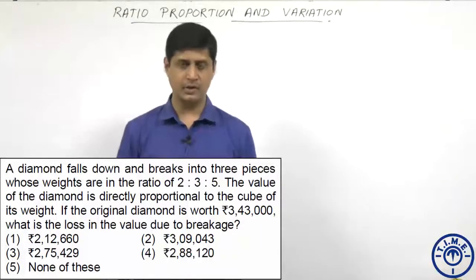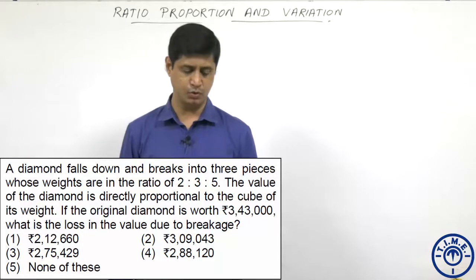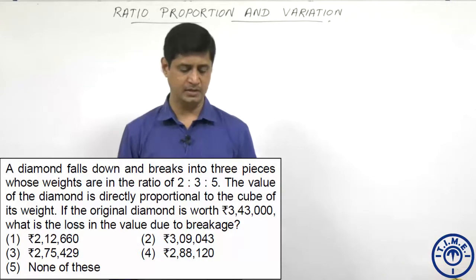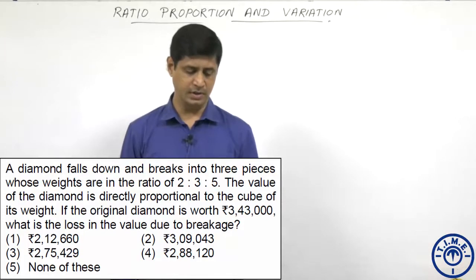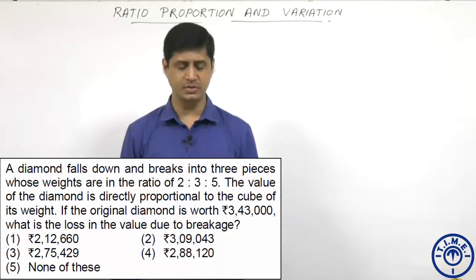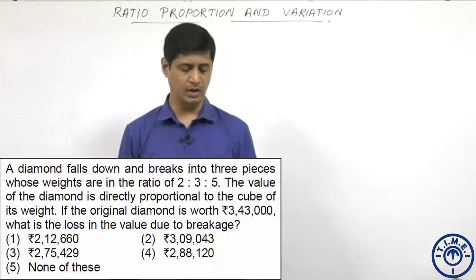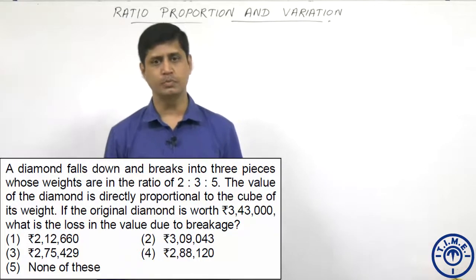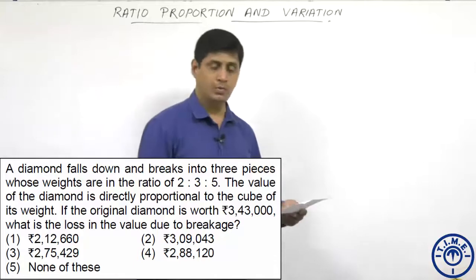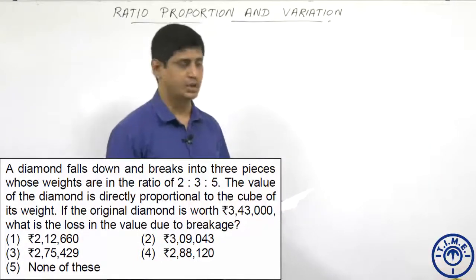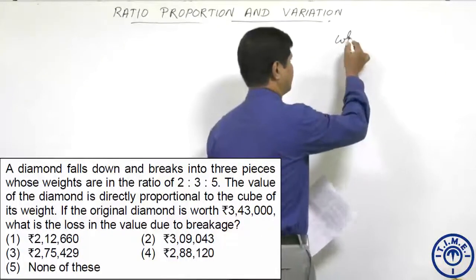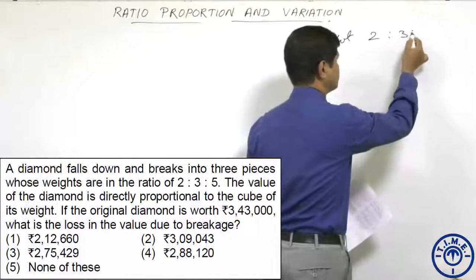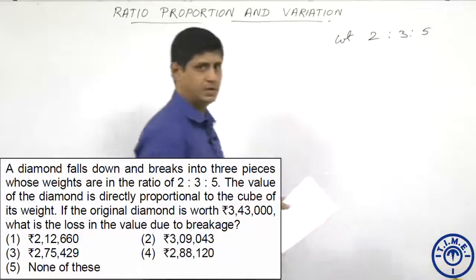A diamond falls down and breaks into 3 pieces whose weights are in the ratio 2:3:5. The value of the diamond is directly proportional to the cube of its weight. If the original diamond is worth rupees 3,43,000, what is the loss in the value due to breakage? Now, the diamond falls and breaks into 3 pieces. What about the weights of the 3 pieces here? The weights are in the ratio 2:3:5.